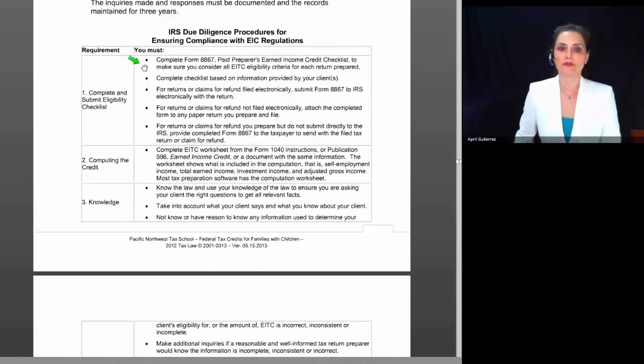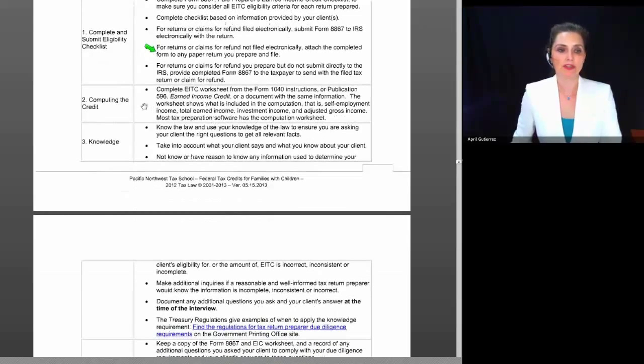Firstly, you have to complete Form 8867, go through all of the list of criteria on there, interview your client and ask them every question, and then check off their response. You must complete the checklist based on information provided to you by your client, and you shouldn't be making up the answers and answering them in a way that's convenient so that the credit is awarded. The client needs to respond truthfully to you, or at least you need to have that client tell you their responses to the questions on the checklist. For returns or claims for refund filed electronically, the 8867 needs to go electronically, and if it's a paper return, it needs to get submitted with the paper return.